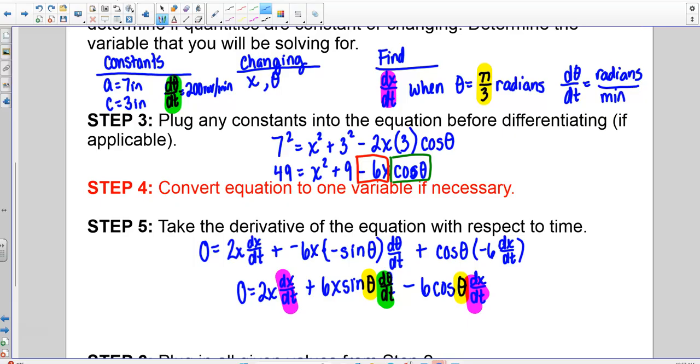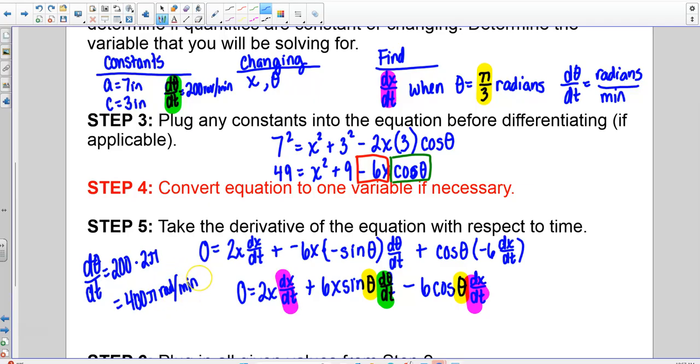So if I've got 200 revolutions per minute and I want to change it to radians per minute, I just need to multiply by 2 pi, right? So my d theta/dt is going to be 200 revolutions per minute times 2 pi radians. I will get 400 pi radians per minute.